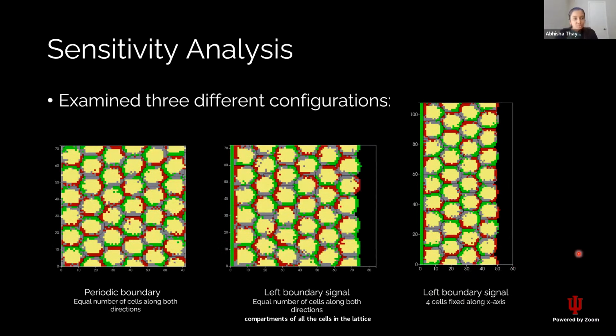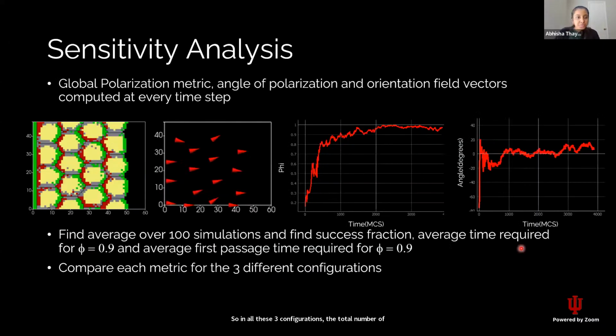To do parameter optimization, we examined 3 different configurations of the system. The first lattice was a periodic boundary lattice where there are equal numbers of cells along both X and Y directions, with periodic boundary conditions along both directions. The second configuration had, again, equal numbers of cells along both directions, but with a boundary signal acting from the proximal side. The third configuration, again, had a boundary signal acting from the proximal end, but we fixed 4 cells along the X direction. In all these 3 configurations, the total number of cells is kept constant.